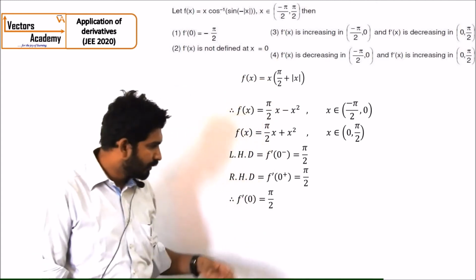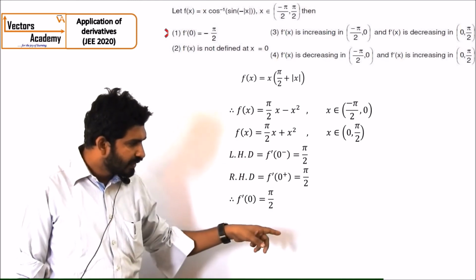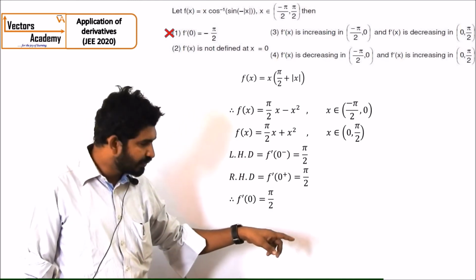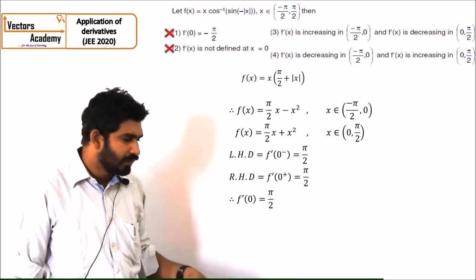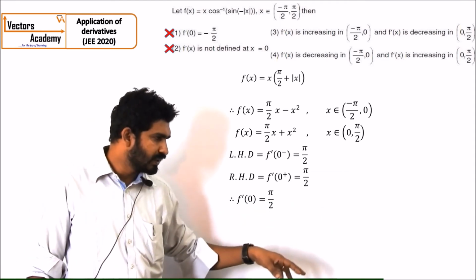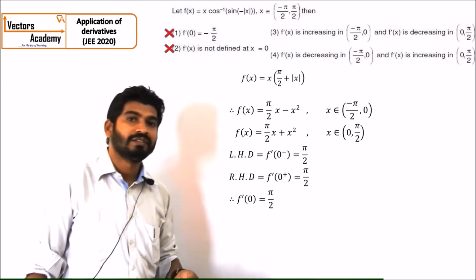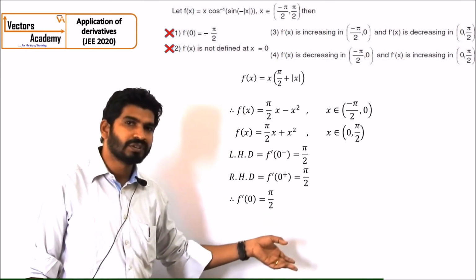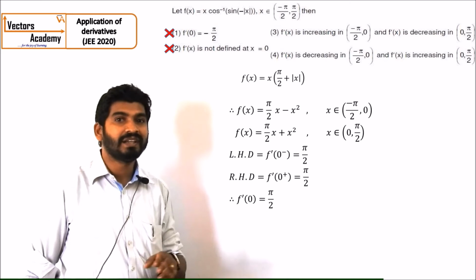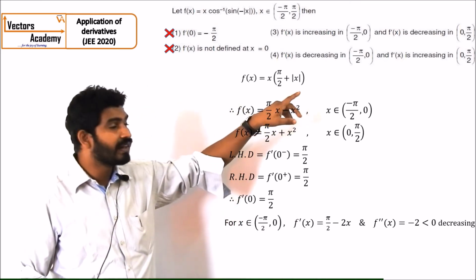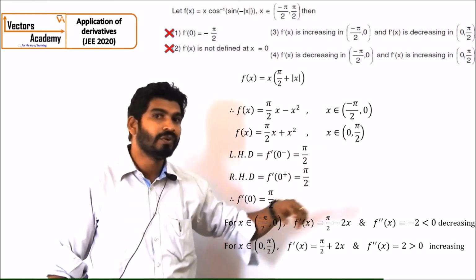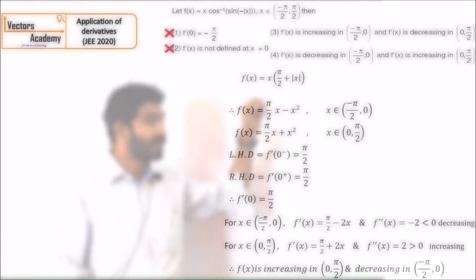Now, you can see from the derivative itself that if I substitute x, in the first or the second, one of the derivatives comes out to be positive, the other is negative. If the derivative is positive, the function is increasing. If the derivative is negative, the function is decreasing, and hence the function is increasing in the range 0 to pi by 2 and decreasing in the range minus pi by 2 to 0.